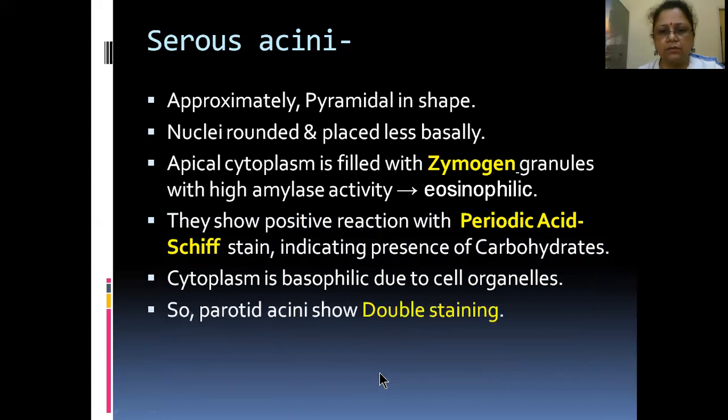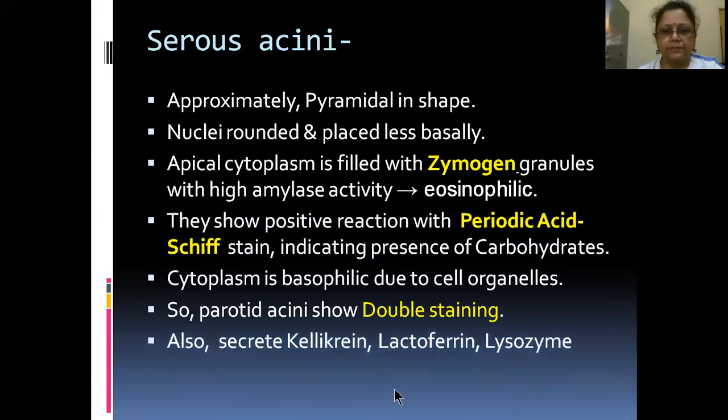Okay. Now, because of that, this serous acini will show double staining. I have a big, very nice picture after this slide. You will see that and you will understand better. And beside all this, it also secretes kallikrein, lactoferrin, and lysozyme.